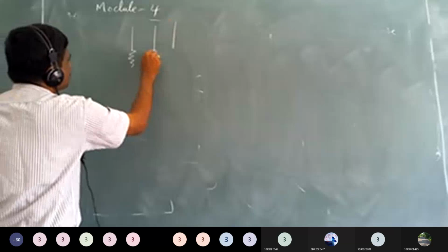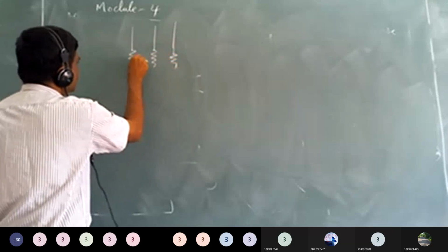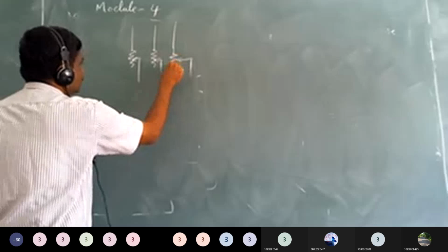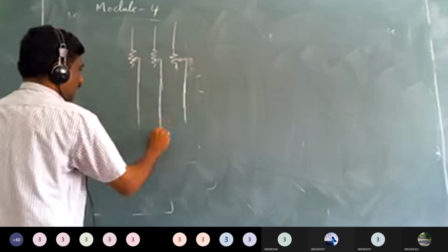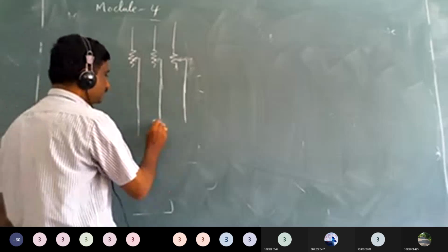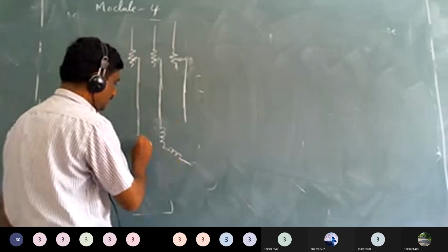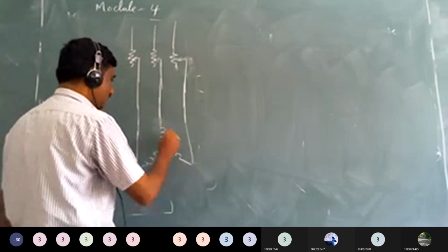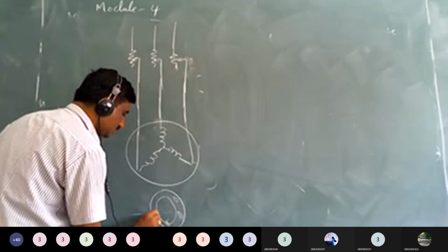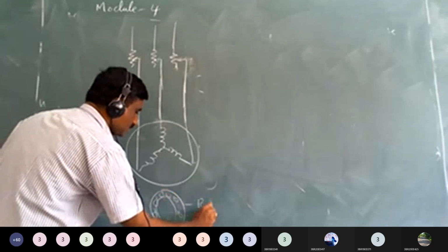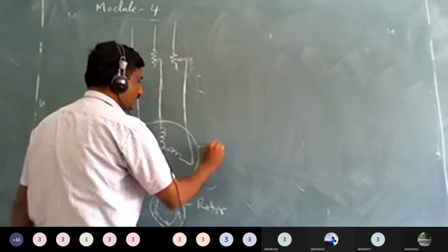And one more technique is including a resistance in the stator winding, like this. This is another approach available, but it is also not suitable. This is given to the stator winding. This is called the stator, and there will be a rotor also. Nothing to do with the rotor. This is the rotor, and this is the stator.